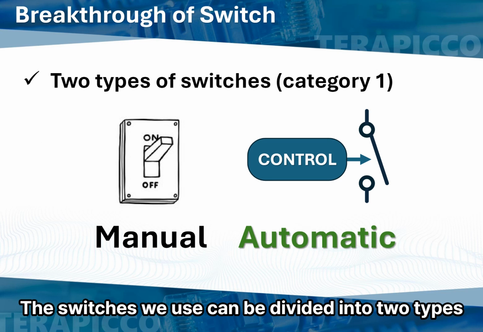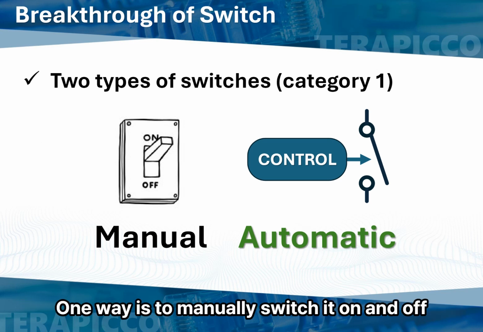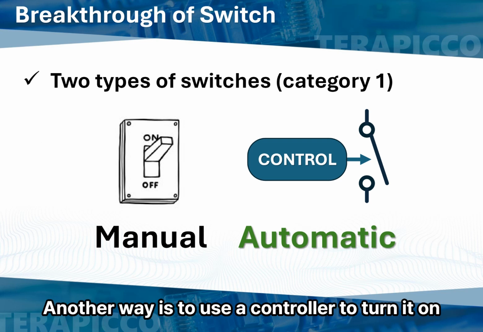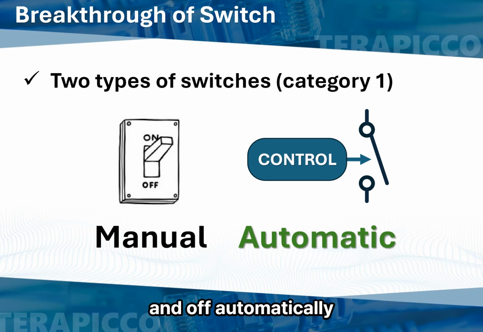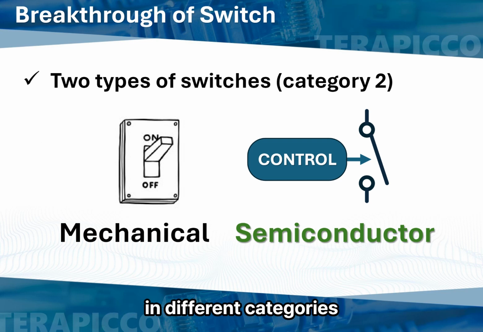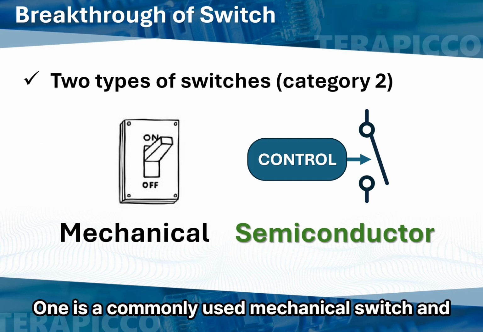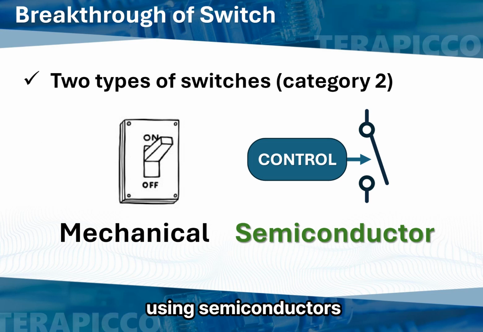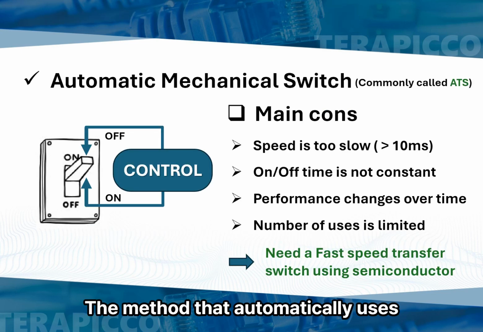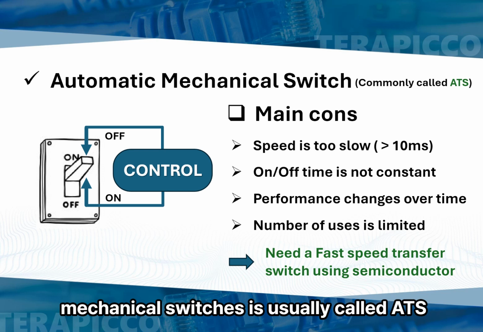The switches we use can be divided into two types. One way is to manually switch it on and off. Another way is to use a controller to turn it on and off automatically. There are also two types of switches in different categories. One is a commonly used mechanical switch and the other is an electronic switch using semiconductors. The method that automatically uses mechanical switches is usually called ASTS.